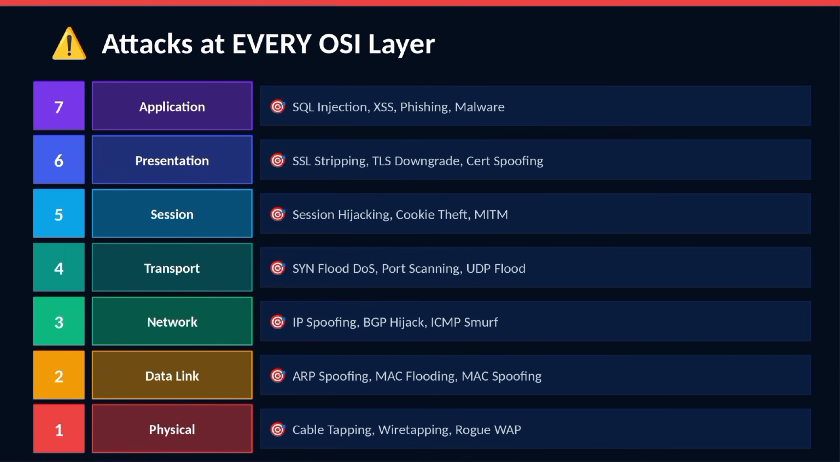Cybersecurity relevance. Attackers can hide malicious payloads deep inside encapsulated packets, a technique called tunneling. For example, malware can sneak inside DNS packets, a layer 7 trick, to exfiltrate data from a network that only allows DNS traffic. This is called DNS tunneling.